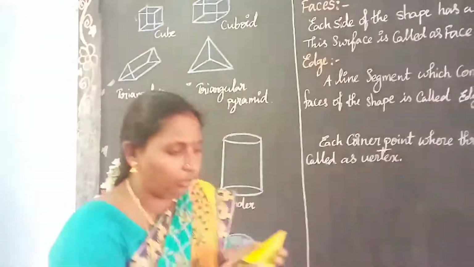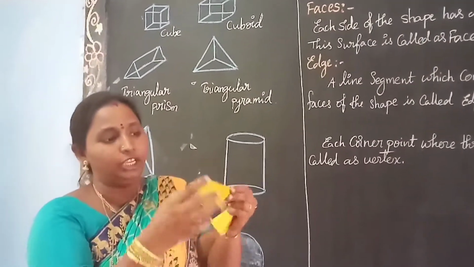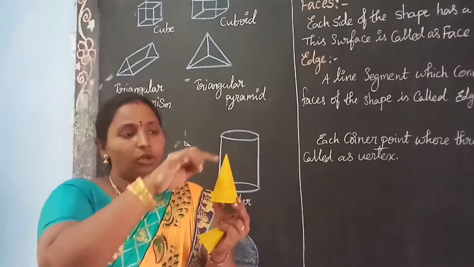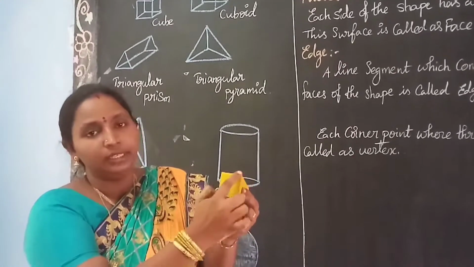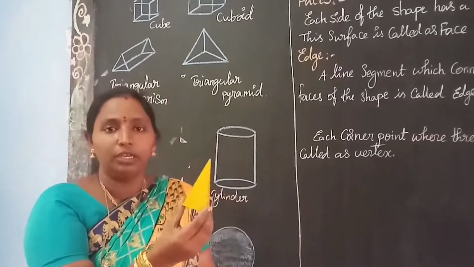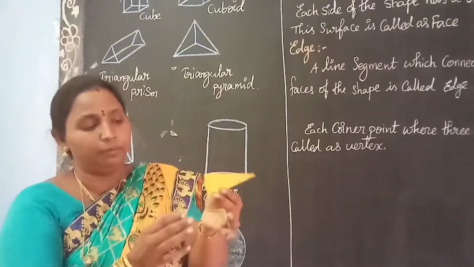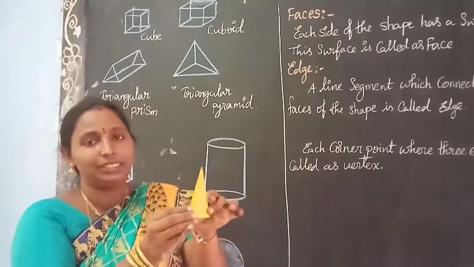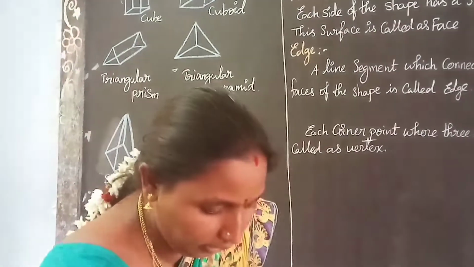Okay, next square pyramid. Square pyramid means in the bottom you have a square shape, and on the topmost you have only one vertex, where the triangles are joined. You see triangles, but the base is square, so this is called square pyramid. And this one is triangular pyramid because the base is in the shape of a triangle, so this is called triangular pyramid.